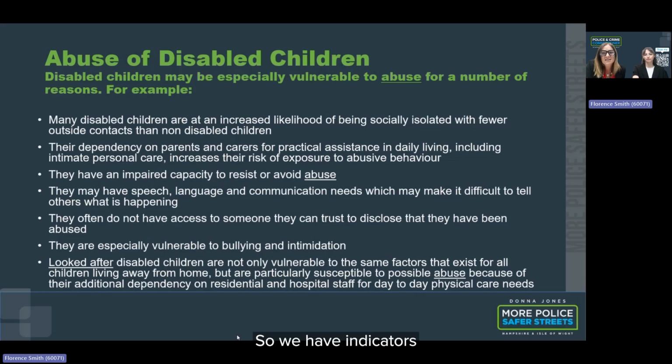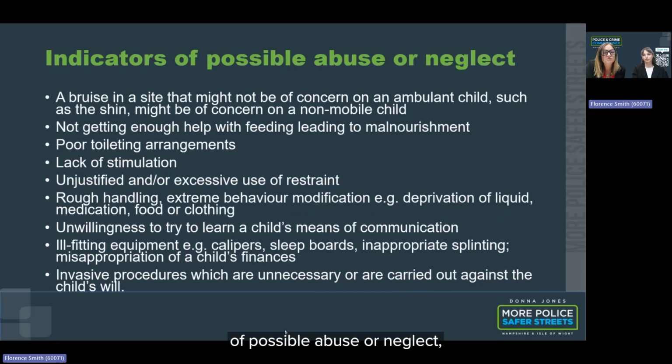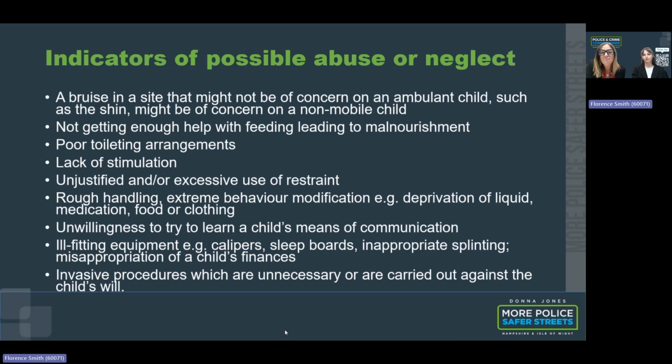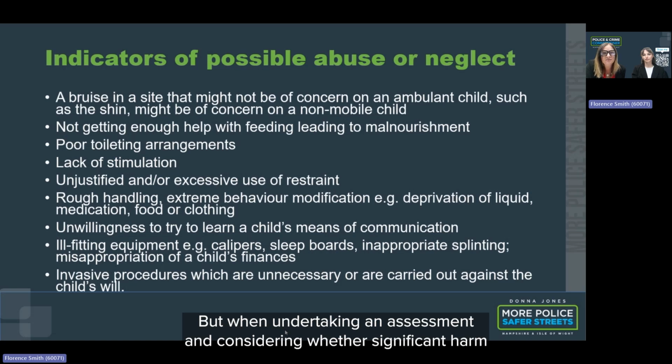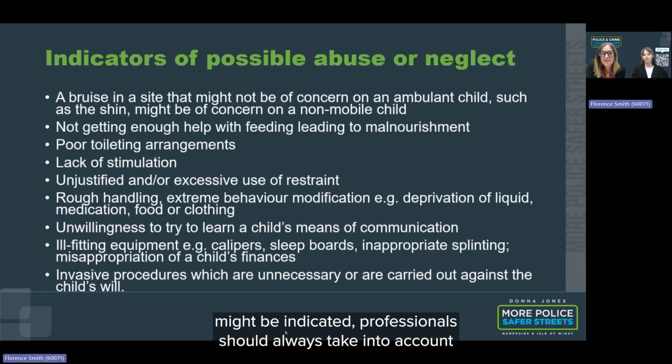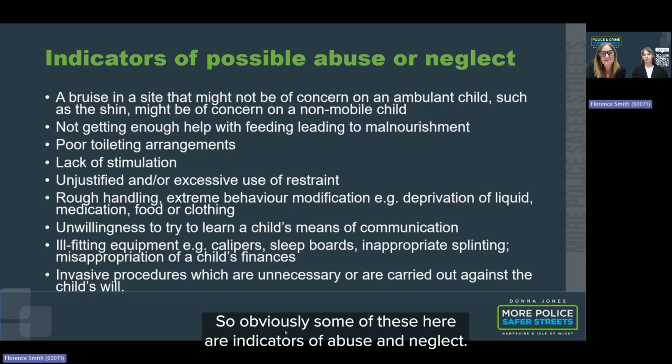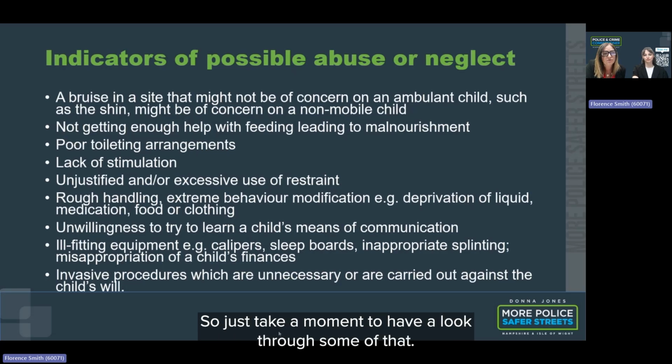So we have indicators of possible abuse or neglect. And I won't go through maybe all of these because you can see them there on the screen. But when undertaking an assessment and considering whether significant harm might be indicated, professionals should always take into account the nature of the child's disability. So obviously some of these here are indicators of abuse and neglect. So just take a moment to have a look through some of that. And obviously this list is extensive and can go on and on.